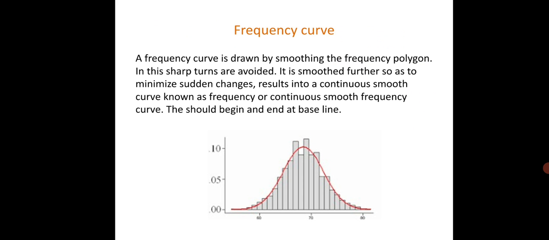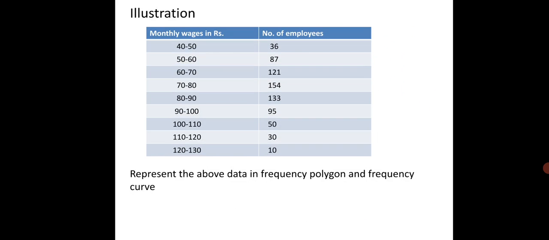Now next we come to the frequency curve. A frequency curve is drawn by smoothing the frequency polygon. In this, sharp turns are avoided, so note that the turns must be smooth. Sharp turns are avoided to erase the errors. It is smoothed further so as to minimize sudden changes. This results in a continuous smooth curve known as the continuous smooth frequency curve. It should begin and end at the baseline.